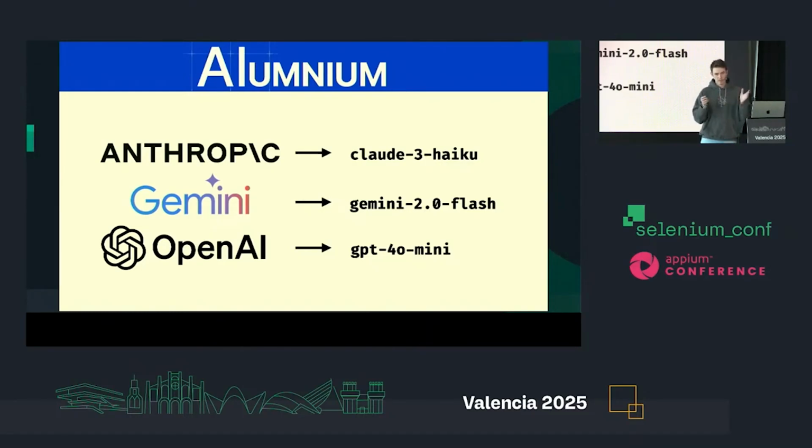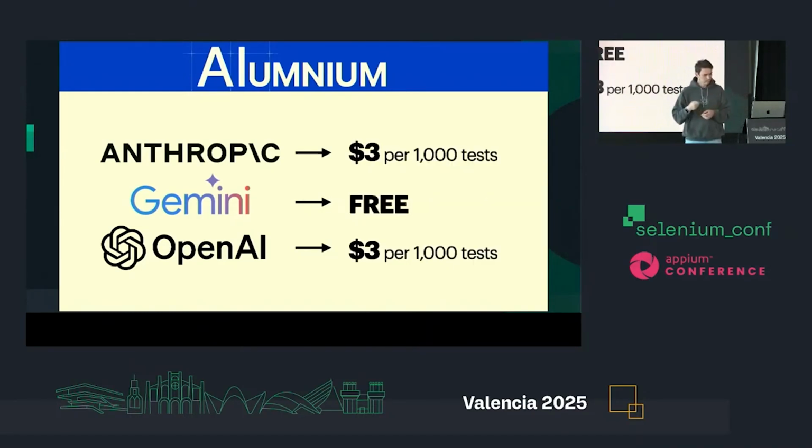To give you a perspective on how cheap they are, we ran a bunch of tests on CI in the Alumnium project, and I was checking the bills, and it's costing roughly $3 per 1,000 tests for Anthropic and OpenAI. So you can try to extrapolate that. If you have 10,000 tests, it's going to be $30. If you run more than that, it's going to be about $300 for 100,000.